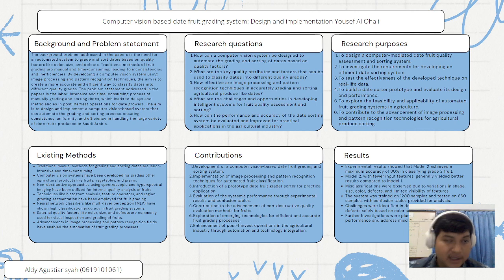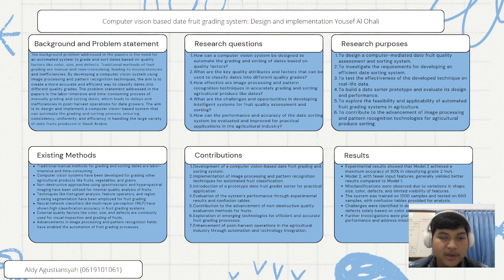Existing methods. Traditional manual methods for grading and sorting dates are labor intensive and time consuming. Computer vision systems have been developed for grading other agricultural produce like fruits, vegetables, and grains. So we just have to specifically do it for dates.